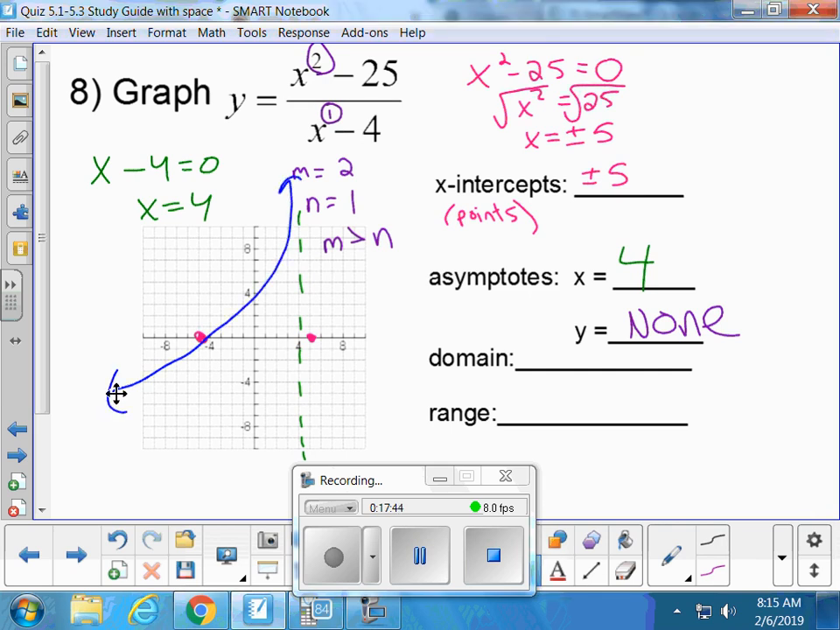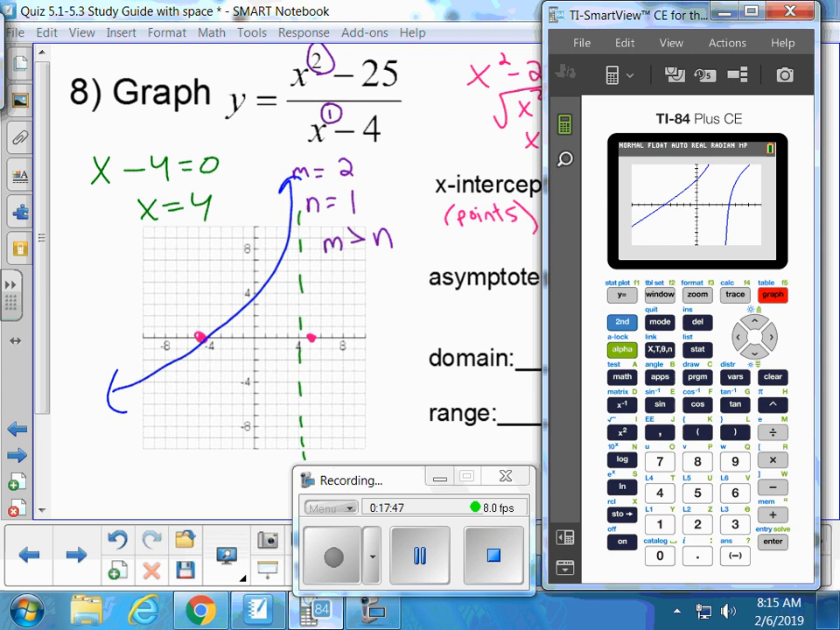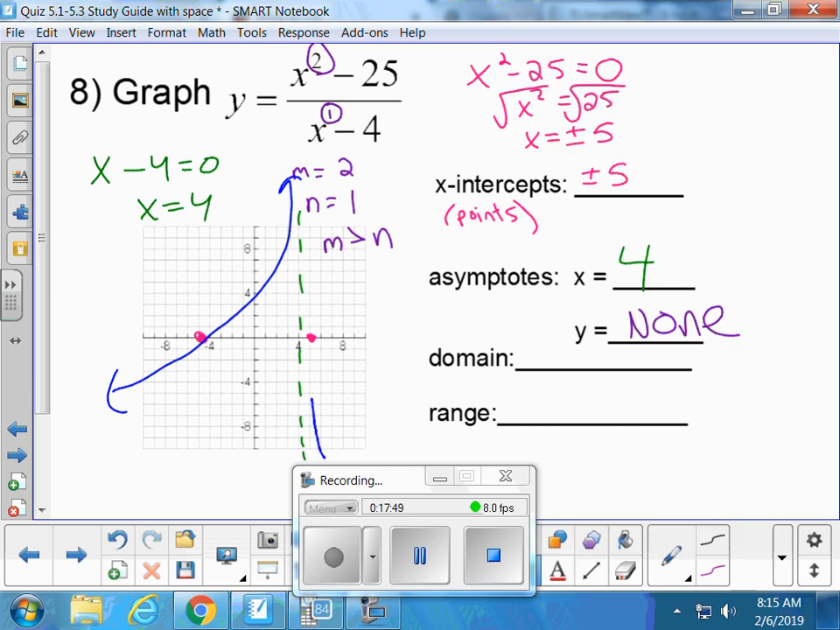So this is a weird looking one. It's kind of like an hourglass sideways thing. Reminds me of an hourglass. Me too.